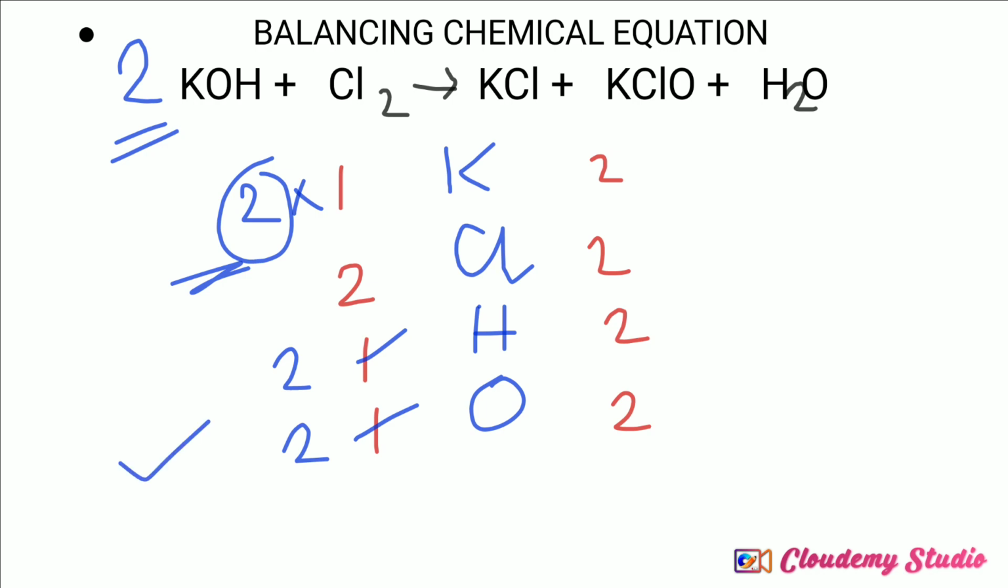Now it is balanced. So the balanced chemical equation for this reaction is 2 moles of potassium hydroxide plus 1 mole of chlorine gives 1 mole of potassium chloride and 1 mole of potassium hypochlorite and 1 mole of water.